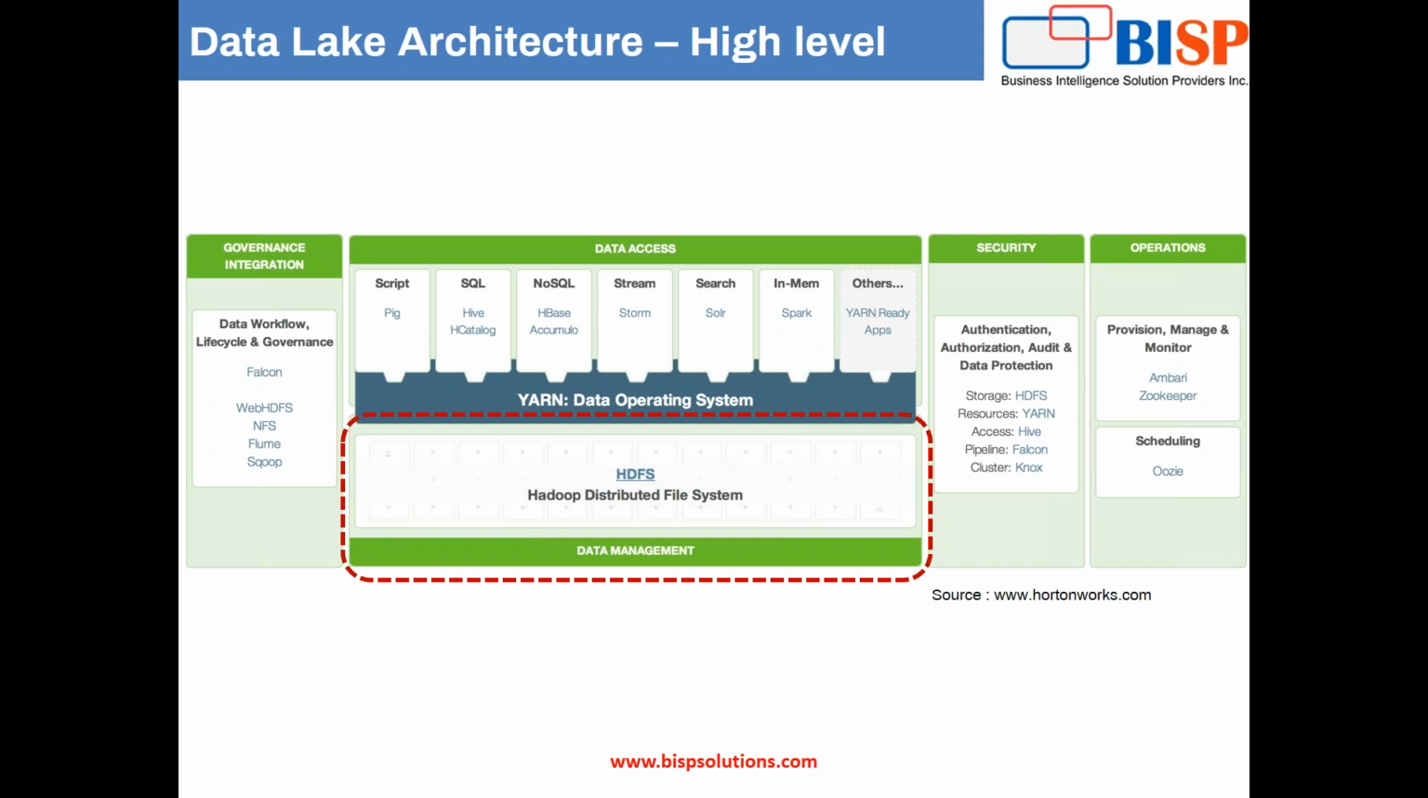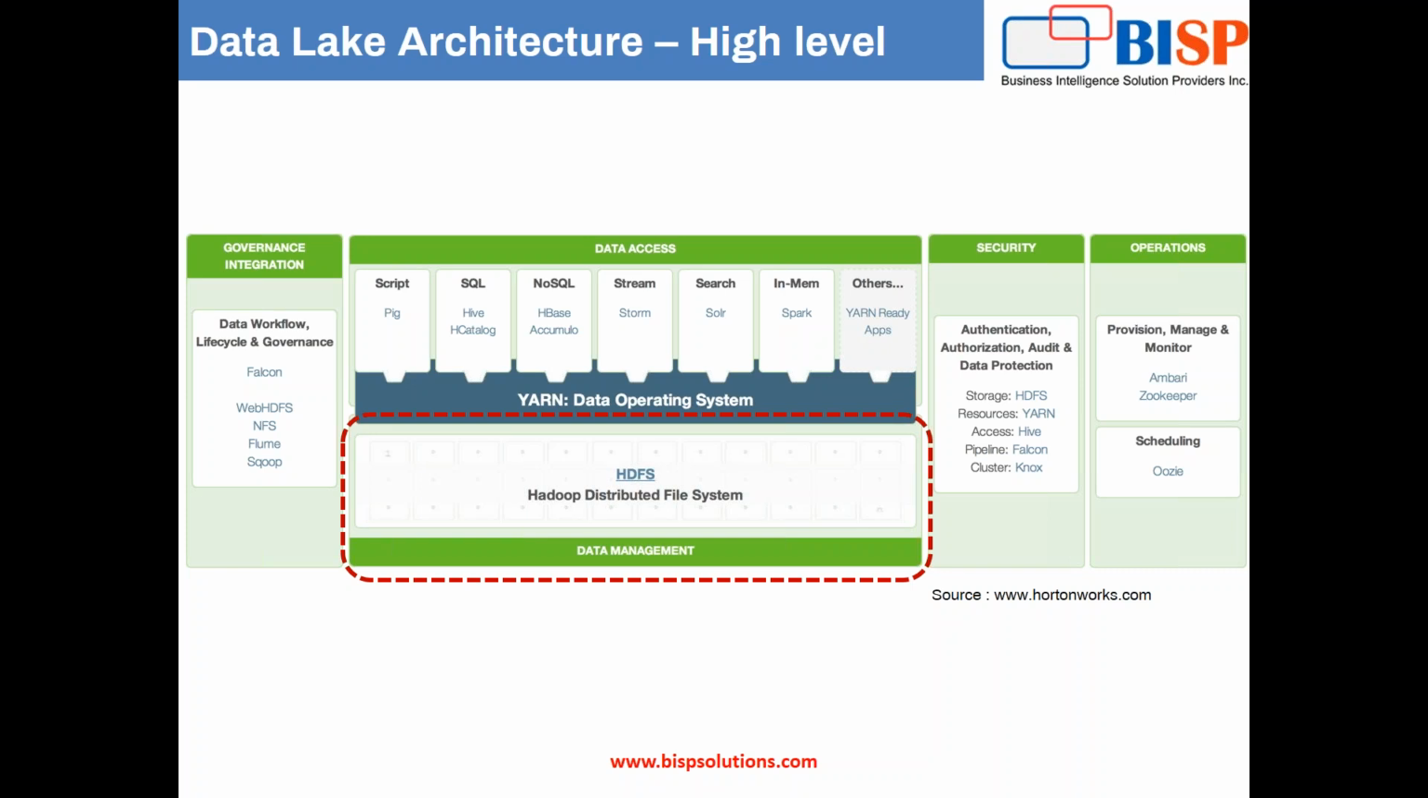So coming back to this, as I said, the 5 green boxes. Today we are going to talk about the data management layer, that is the Hadoop Distributed File System. On top of that, we have the data access layer with the various frameworks and services, all the daemons running. You can have Pig, Hive, HBase, Spark, YARN, all those things running.